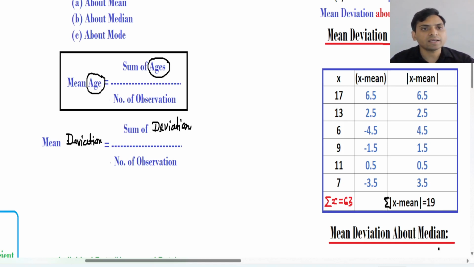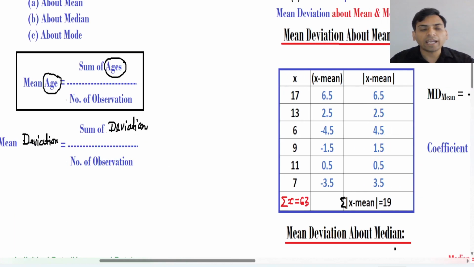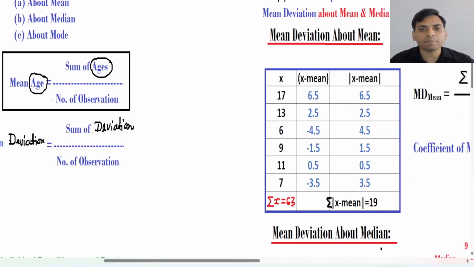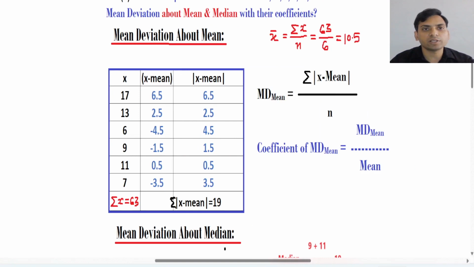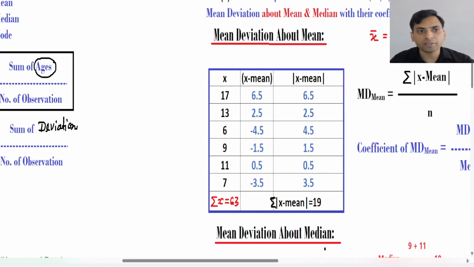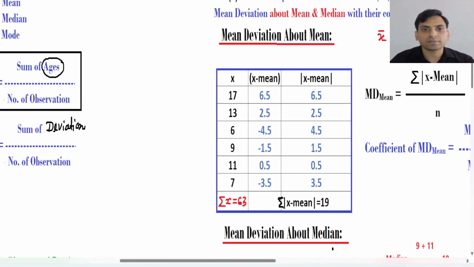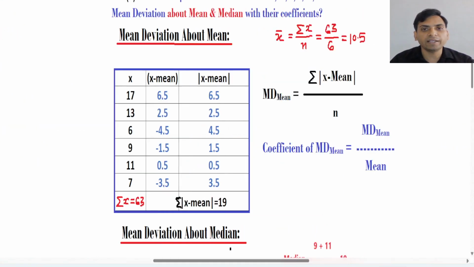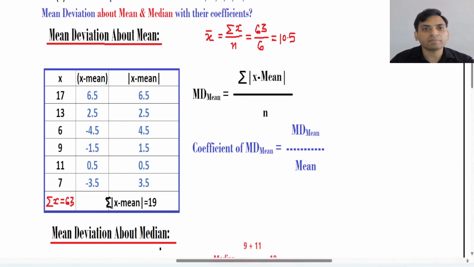First we are seeing this for an individual type of data set, where we need to find mean deviation about mean. For this individual data, first we will find the arithmetic mean using x bar equals summation x divided by n. Summation x in this case is 63 divided by 6, so x bar is equal to 10.5. This is the first task.